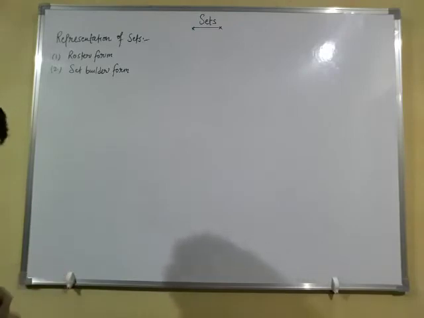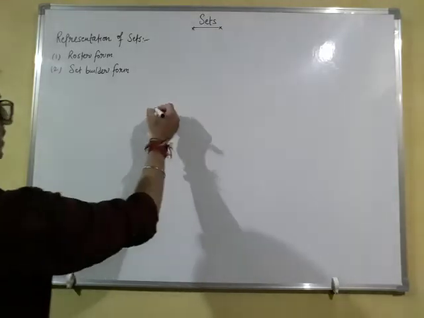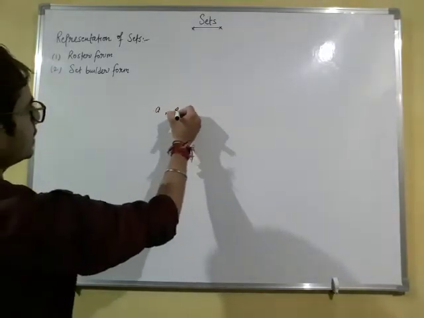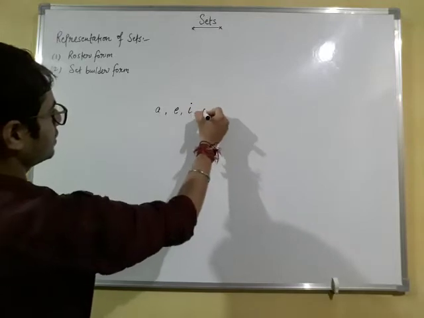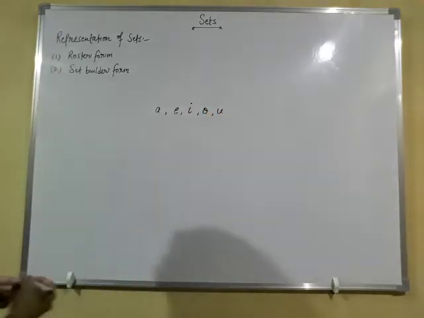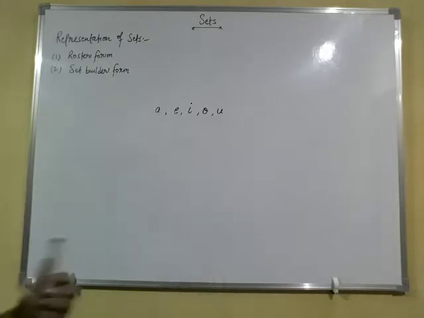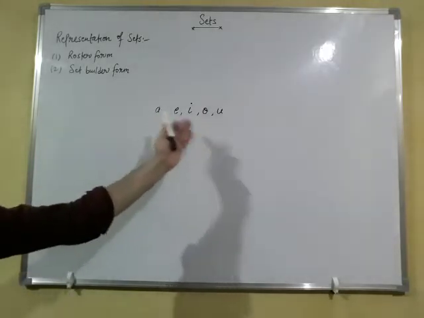Suppose I have taken a set of vowels. Can you tell me the vowels of the English alphabet? That are A, E, I, O and U. Sorry, five vowels. These are the five vowels of the English alphabet: A, E, I, O, U.